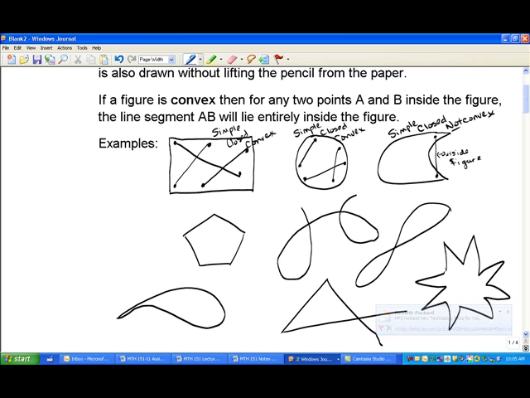Okay, I'm assuming at this point that you have come up with your answers, and the pentagon will be simple, closed, and convex, so it meets all the requirements for all three. Our second one is not simple because we're tracing over a point that we've already entered. We also can identify the beginning and the ending point and see they're very different, so it's not closed.